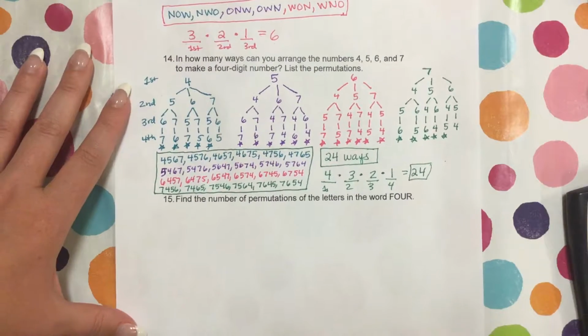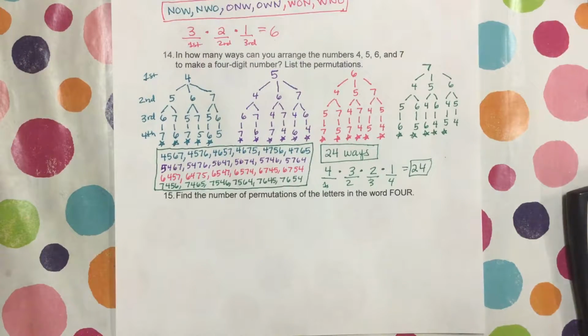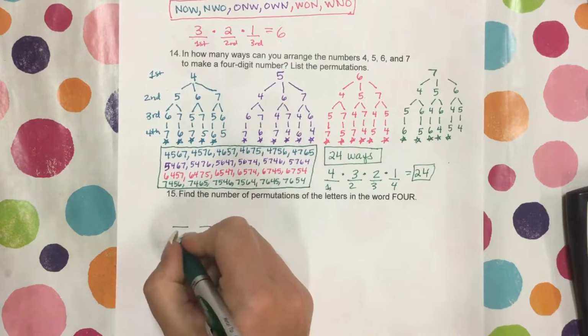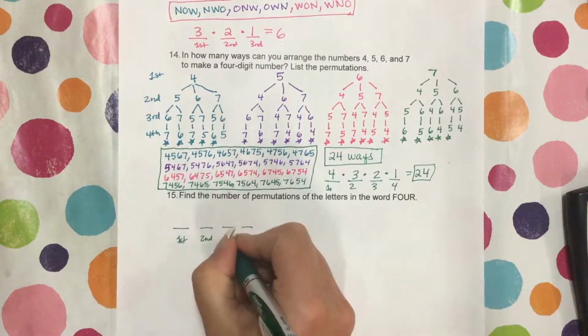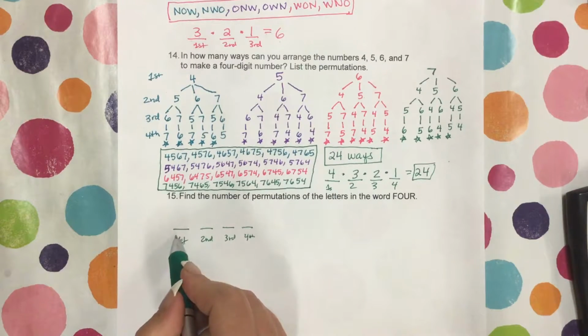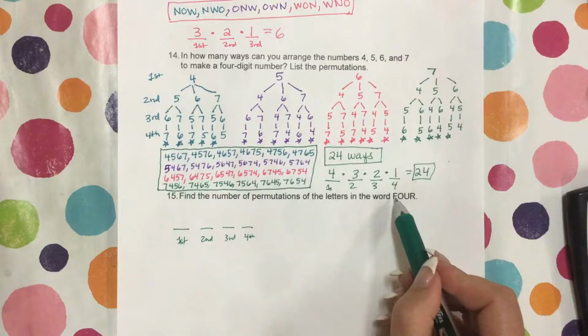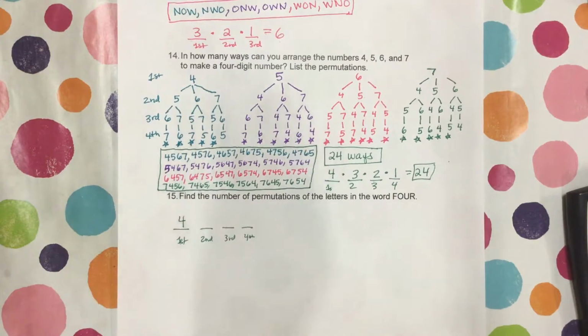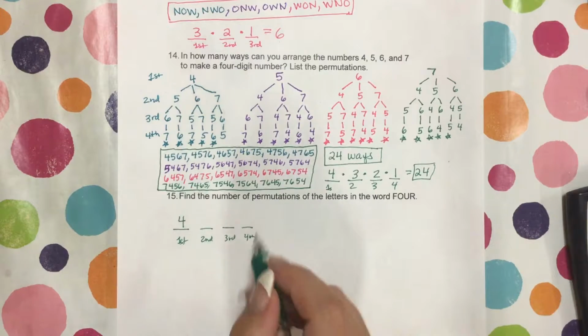That was a lot. Okay, 15 says, find the number of permutations of the letters in the word for. Okay, so we're going to have a first letter, second letter, third letter, and fourth letter. Okay, so how many options can be the first letter? Well, there's 4 letters, 1, 2, 3, 4, so any of those 4 could be in the first spot. So we're going to be 4.